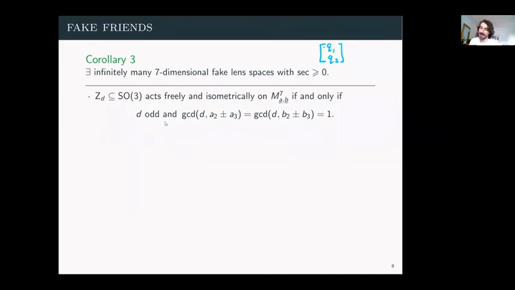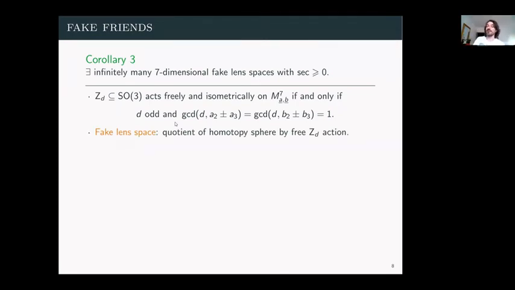So that the D has to be prime to A2 plus or minus A3 and B2 plus or minus B3. And that actually implies already that D is odd, but I just wanted to highlight it, that D has to be odd. Okay, so you get, at least you can believe, maybe without doing anything else, that you're going to get infinitely many 7-dimensional manifolds with fundamental group Z mod D, just from this expression. But of course, until you show that there are explicit examples, then it might be an empty family for some weird reason.